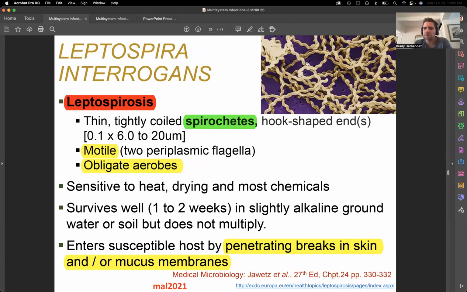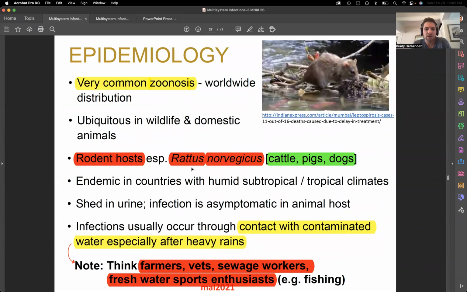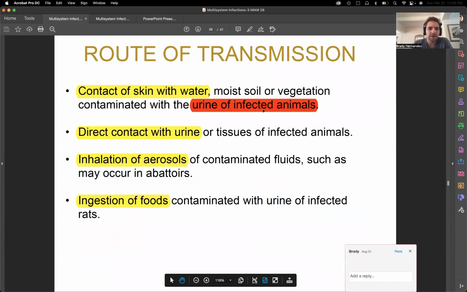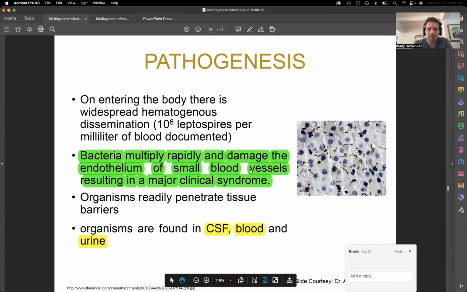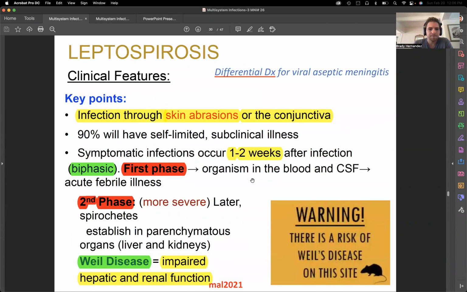Leptospirosis, that's our other spirochete. So syphilis, Lyme disease, and leptospirosis, that's our other spirochete. So you get it by contact with urine, rodent host, stuff like that. They'll say they were cleaning out a barn or something, so that's how you can get it. Urine of infected animals is primarily the cause there, right?